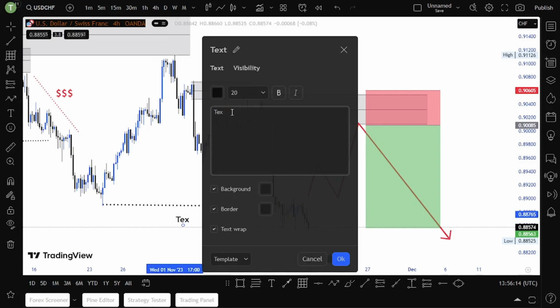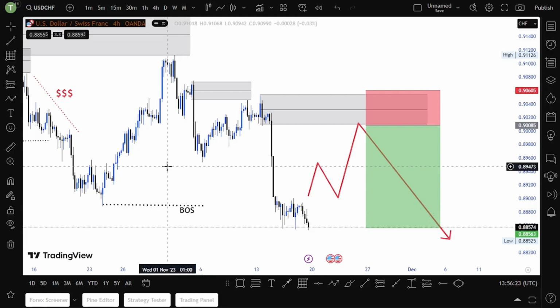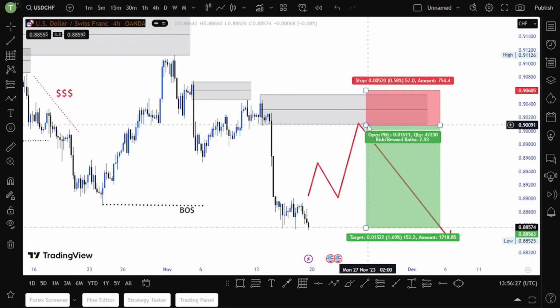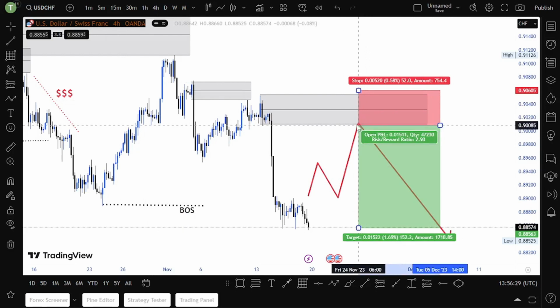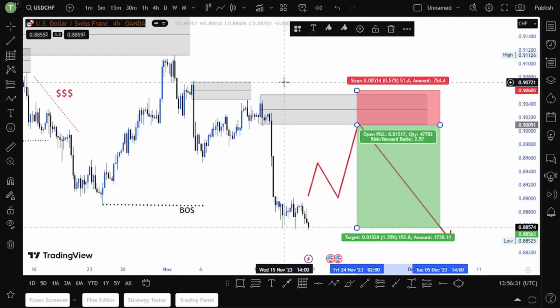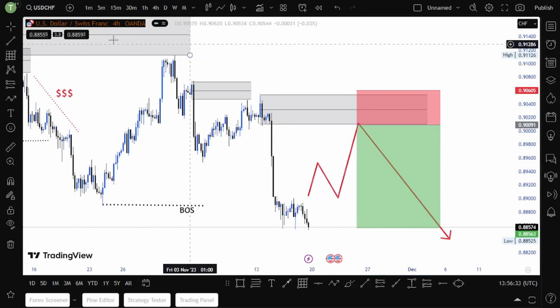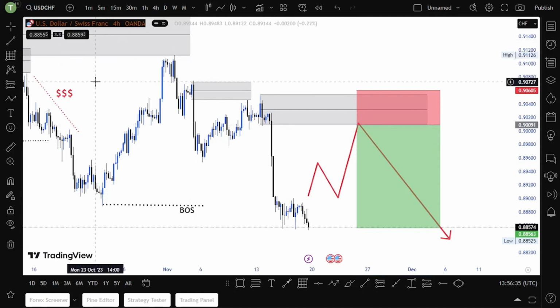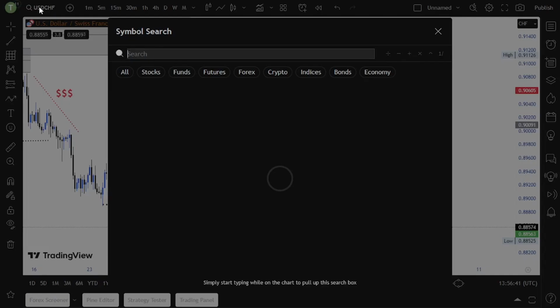So that is where we hit our break of structure to the downside. So now we see a continuation to the downside here, as you've seen on the dollar index. This one has a positive correlation with the DXY. So that is my view on USDCHF, guys.